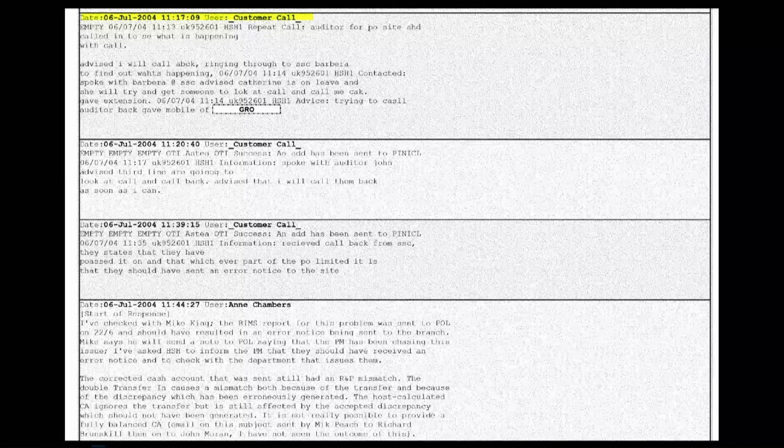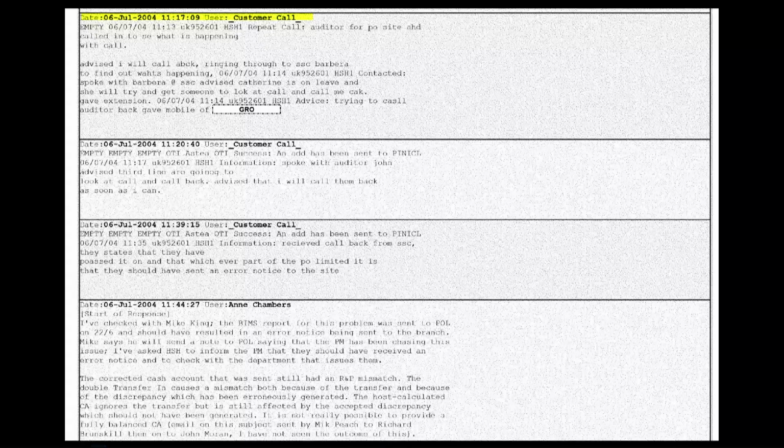Repeat call. Auditor for post office site had called in to see what is happening with the call. Advised I will call back, ringing through to SSC Barbara to find out what's happening. Spoke with Barbara, and SSC advised Catherine is on leave and she'll try to get someone to look at the call and call me back.